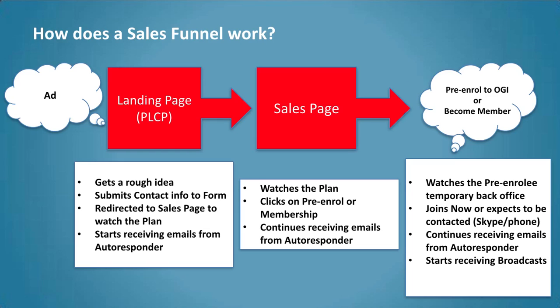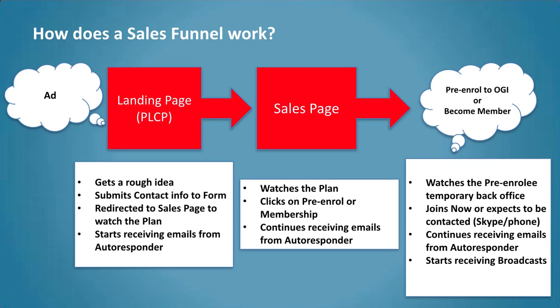Now, how does a sales funnel work? We create an ad that leads our prospects to the landing page, and there they get a rough idea. If they're interested, they submit their contact info, and they're directed to the sales page to watch a formal presentation. At this point, they also start receiving emails from the autoresponder.